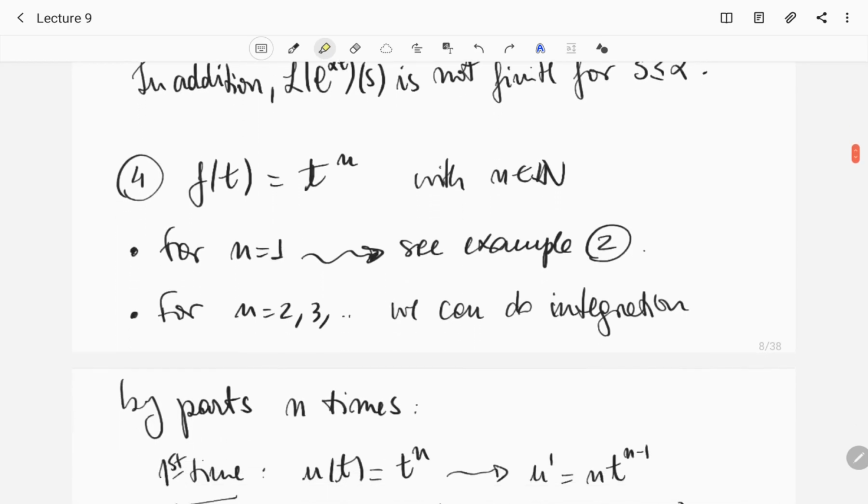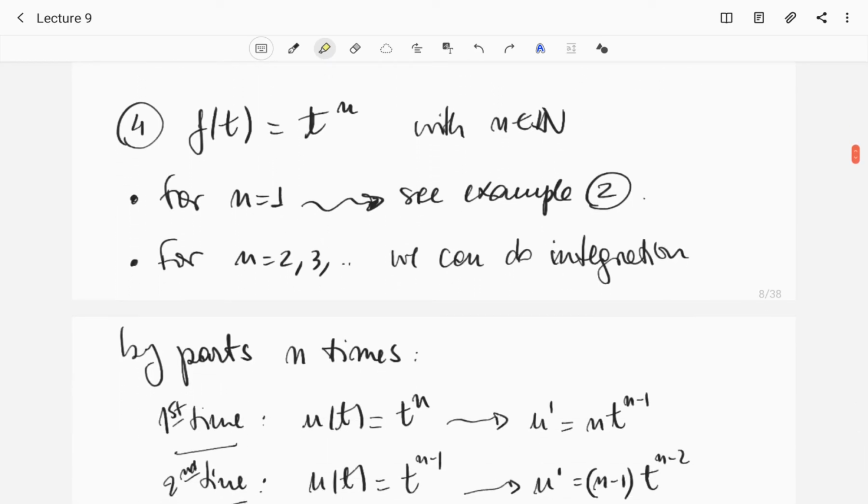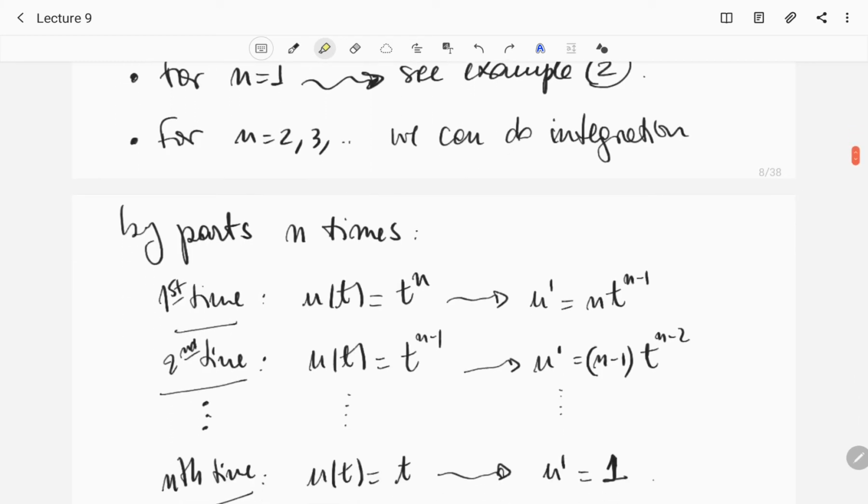Fourth example. The function t to the power n, with n like 1, 2, 3, 4, etc. So n equal to 1 was example 2, right? And then for the rest, what we can do is integration by parts n times. We can call u of t to the power n, so the derivative would be 1 power lower.